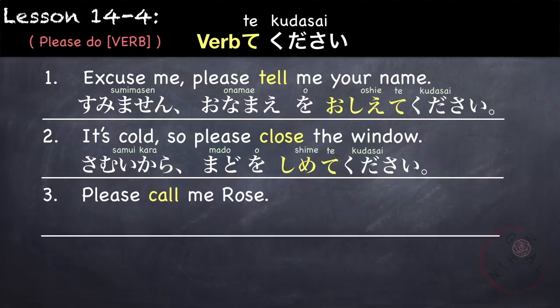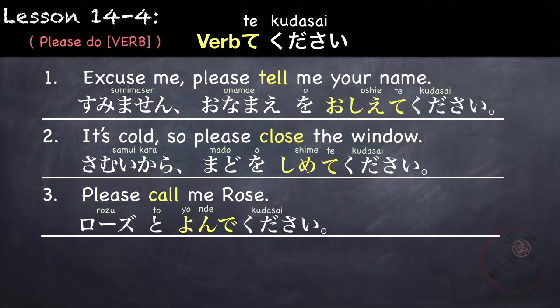Please call me Rose. Rose to yobimasu or yo. We remove bimasu and replace that with nde. Rose to yonde kudasai. So this is a useful phrase when you want to tell someone to call you by a certain name. Rose to yonde kudasai.